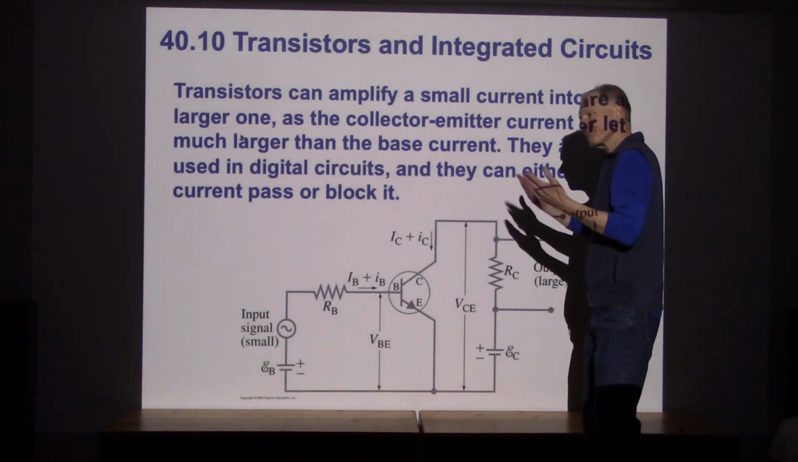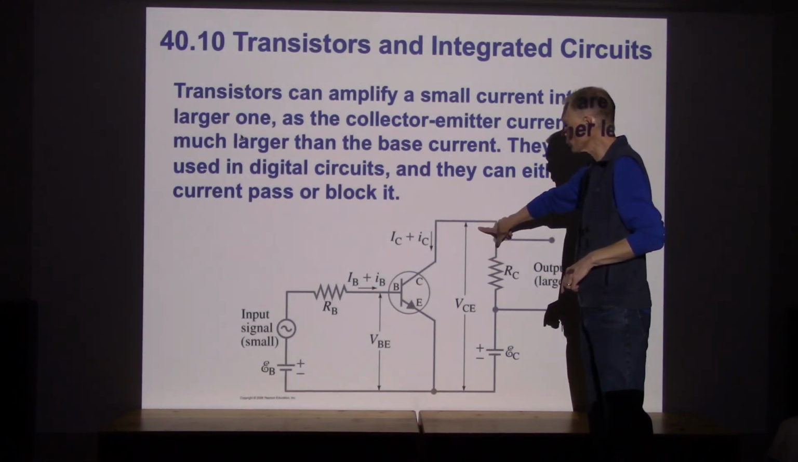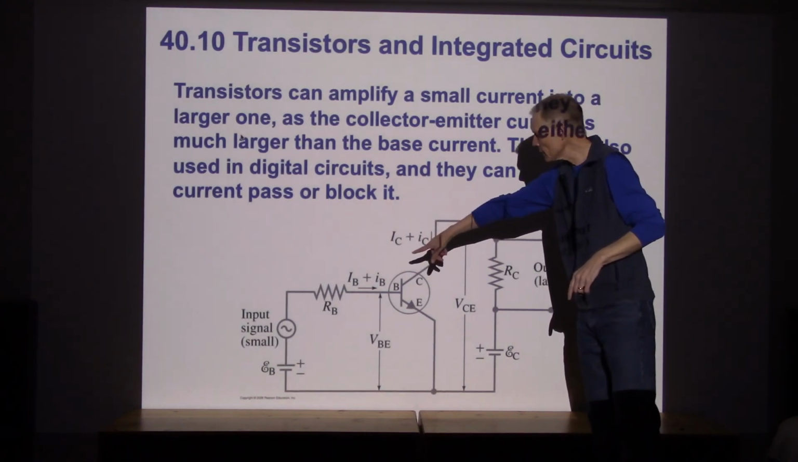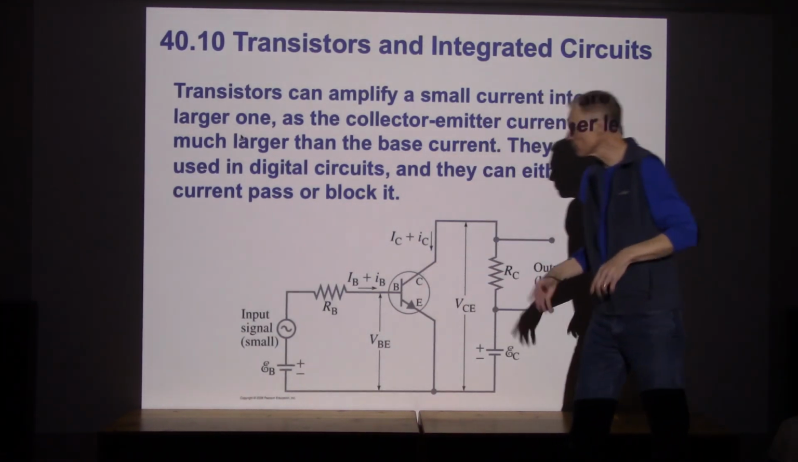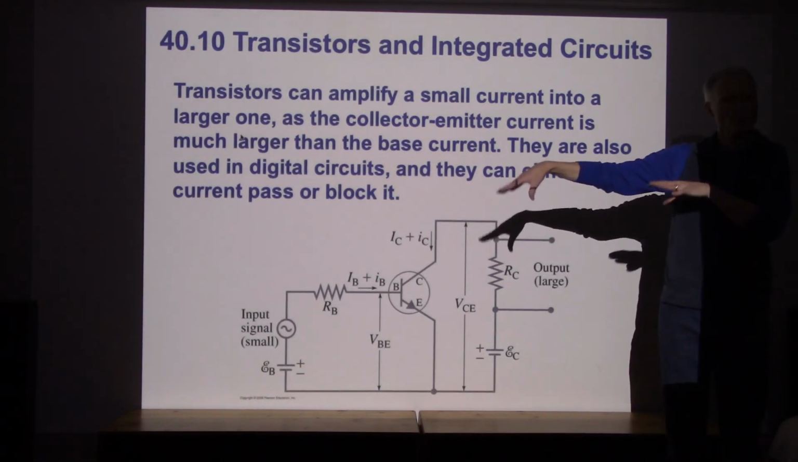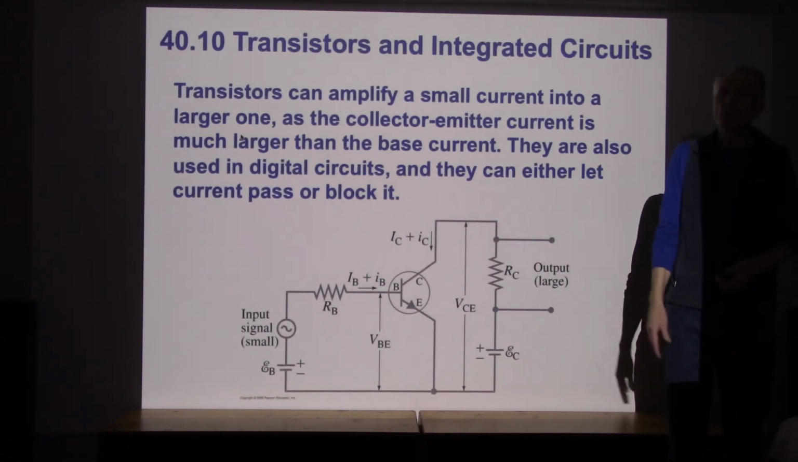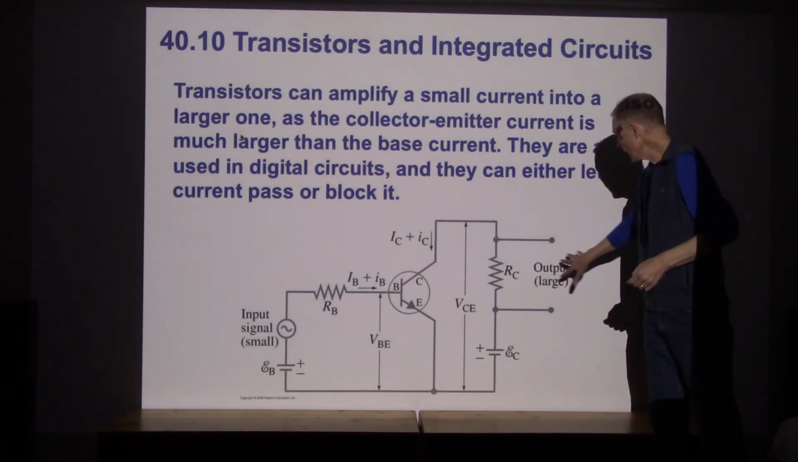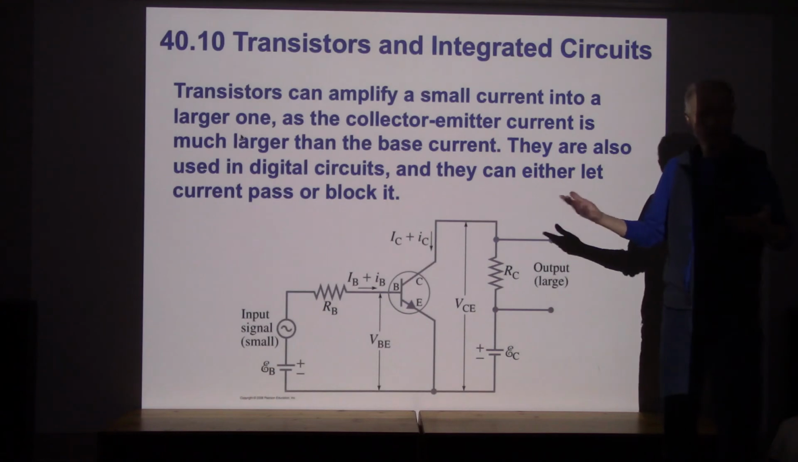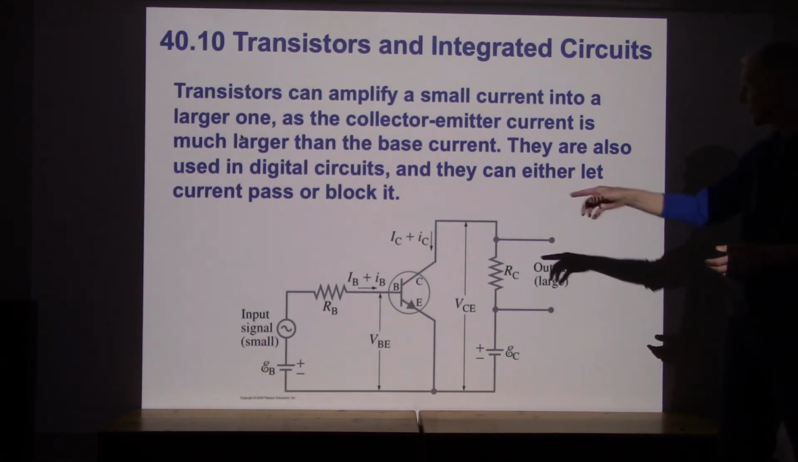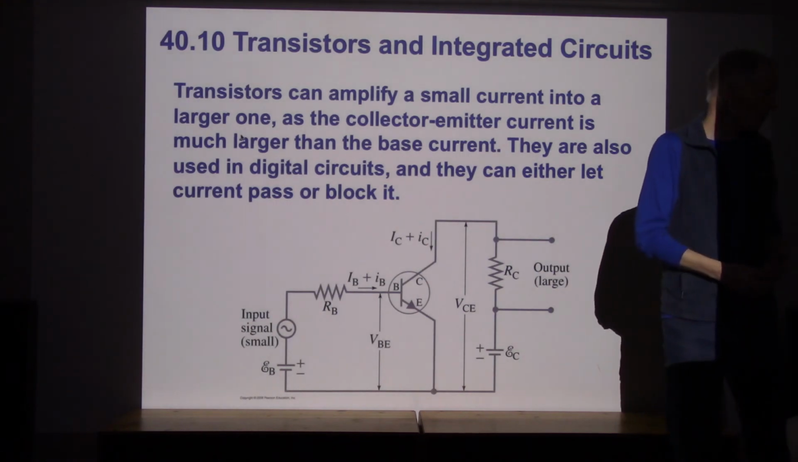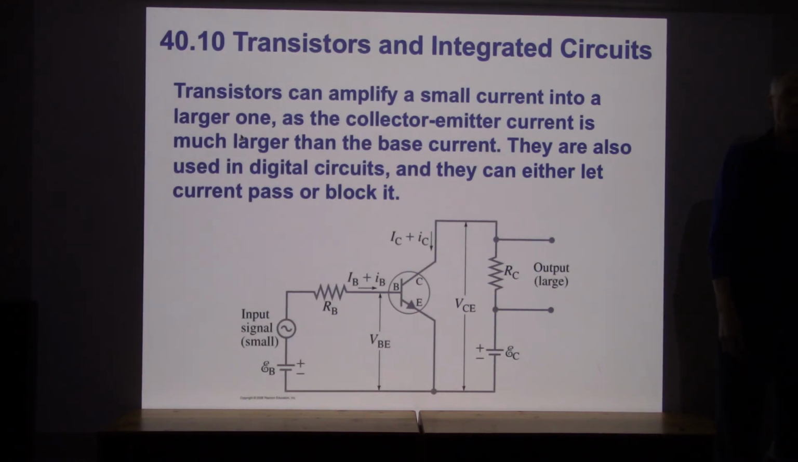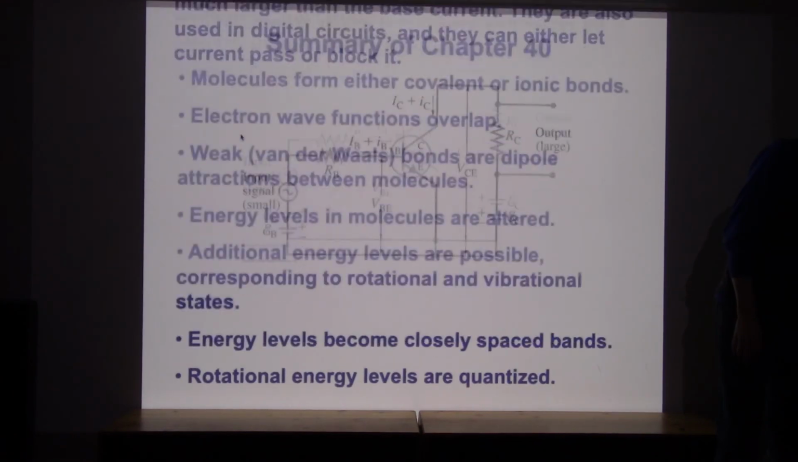Since I'm running 10 times or 100 times the current over here that I'm running over here, the pattern in this current is going to be modulated by whatever's happening in that fairly weak signal coming in. So this transistor has now created an output that's maybe 10 or 100 times larger than the signal that came in, and it still carries the same pattern. So again, something like an amplifier can be set up by using the properties of our transistor.